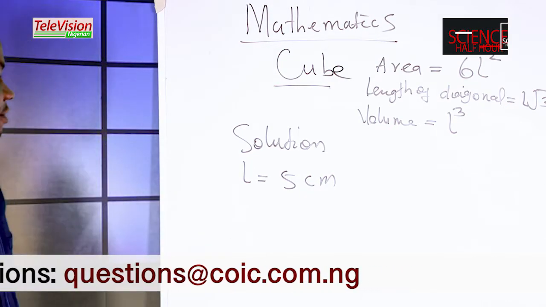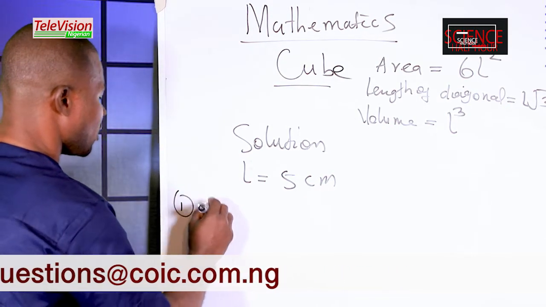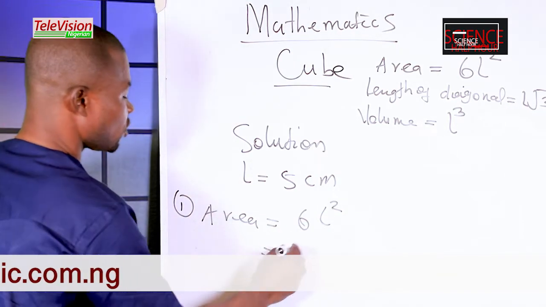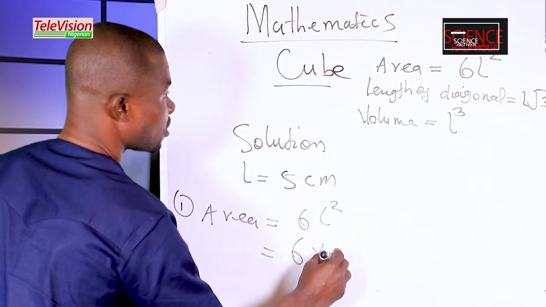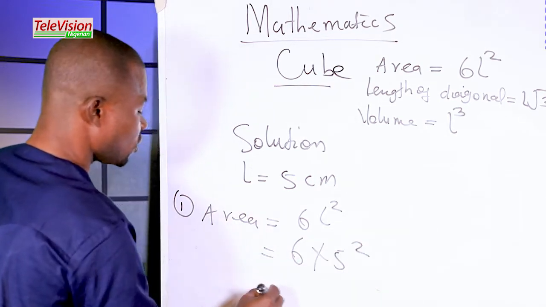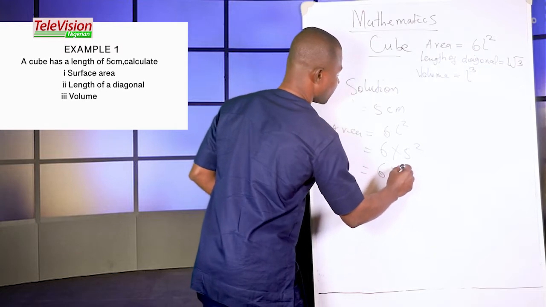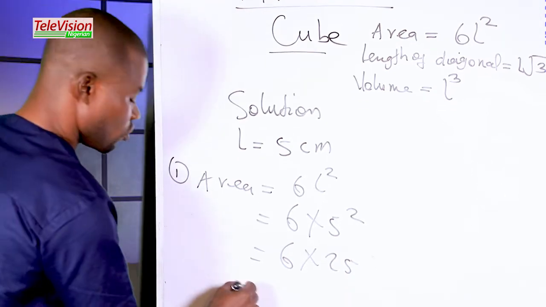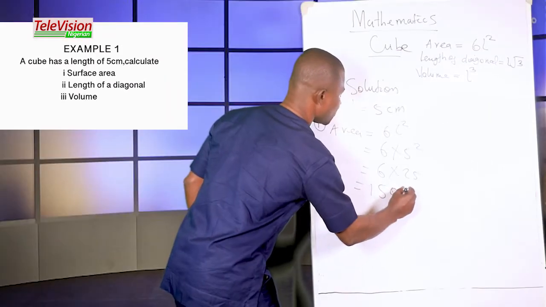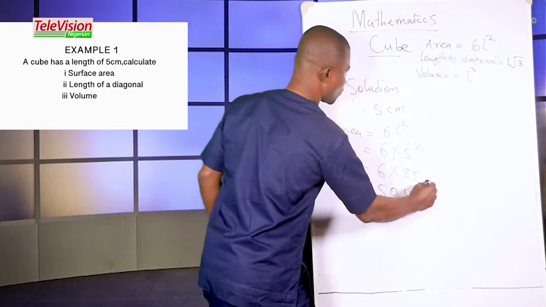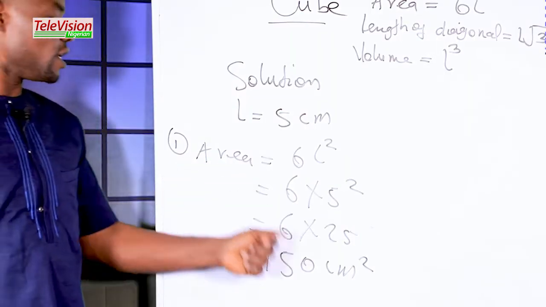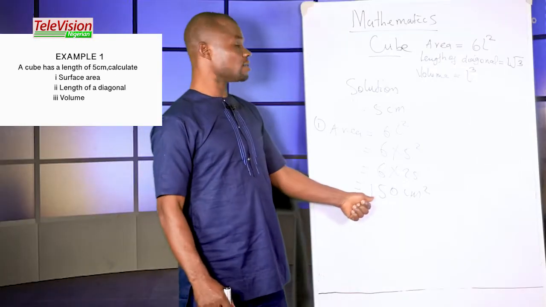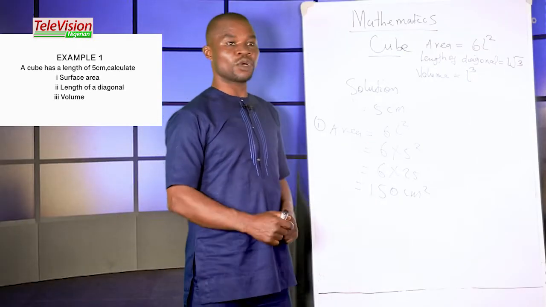We solve for the area. I, area is equals to 6 L^2, which is equals to 6 times 5 raised to the power 2, which is equals to 6 times 25. 5 raised to the power 2 is 25, which is equals to 150 cm². The unit of area is cm². So this is the answer to the question.